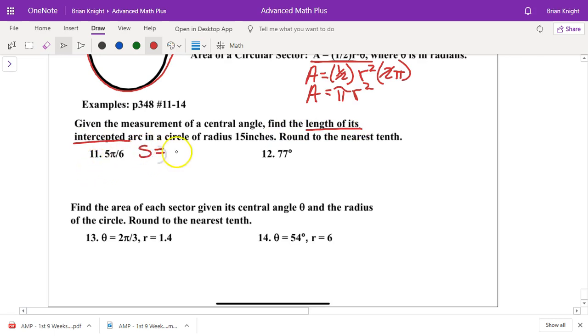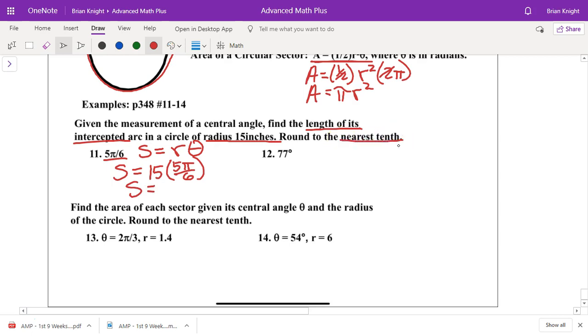I'm going to write it: S equals R theta. I write it every time I have a problem, so when I finally get on the test, I will have it memorized. What is my radius? It gave those in the directions. It has a radius of 15. And theta is 5 pi over 6. So you just plug in. S equals 15 times 5 pi over 6. And you round to the nearest tenth.